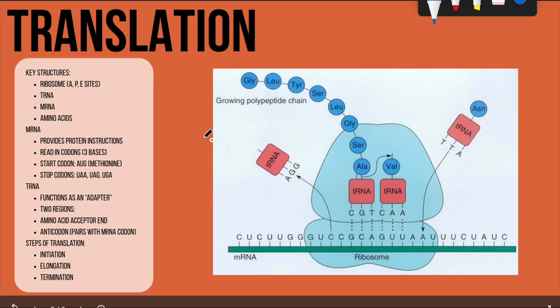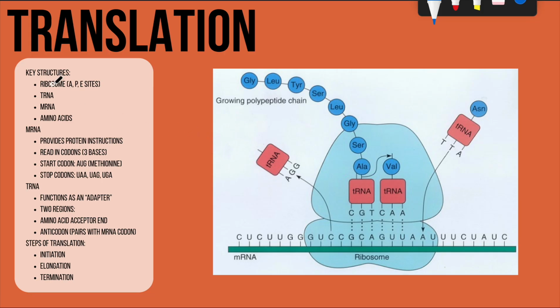So in translation, some key structures would be ribosomes, tRNA, mRNA, and then the amino acids. So then in translation, we begin with initiation, where the ribosomes, mRNA, and tRNA assemble. The small subunit finds the start codon, AUG, and the large subunit joins, placing it in the P site.